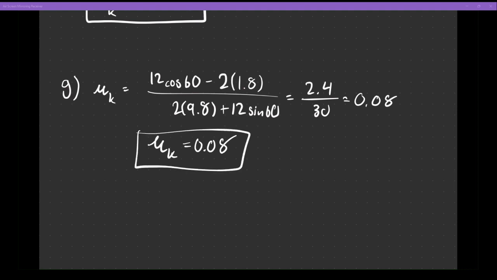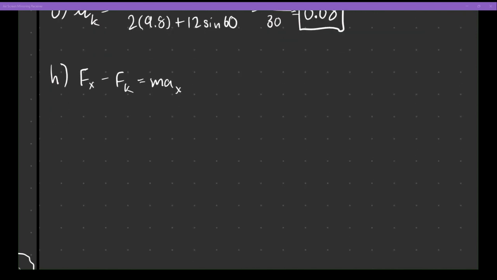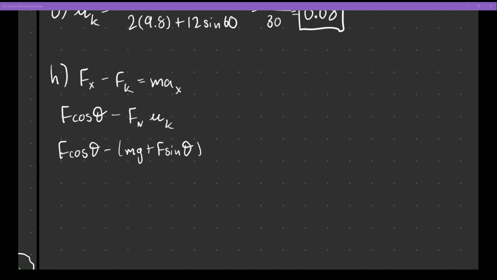That's it for these two parts. Asked to find what happens to a if the theta is decreased. So first off, I would want to set up the net force in the x direction again. So it's just F_x minus F_k equals ma_x. So this is just F cosine of theta minus F_N mu k. So this is F cosine of theta minus mg plus F sine of theta, times mu k, equals ma_x.